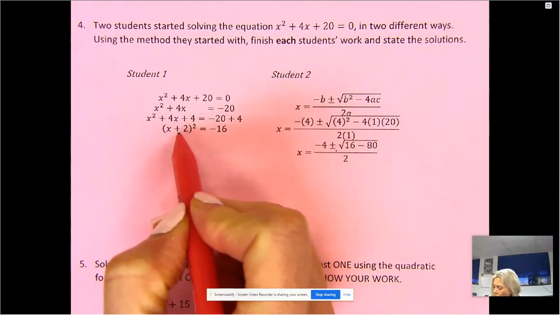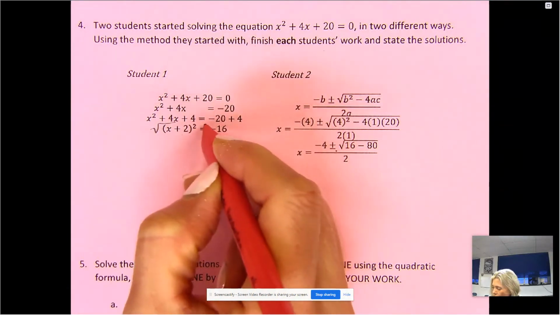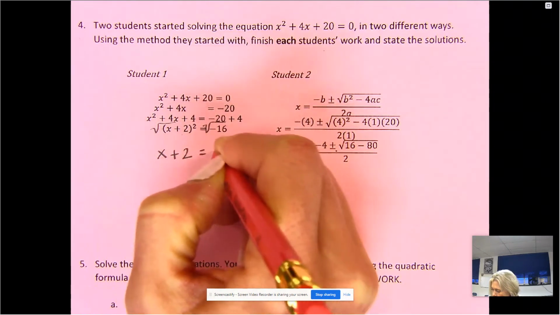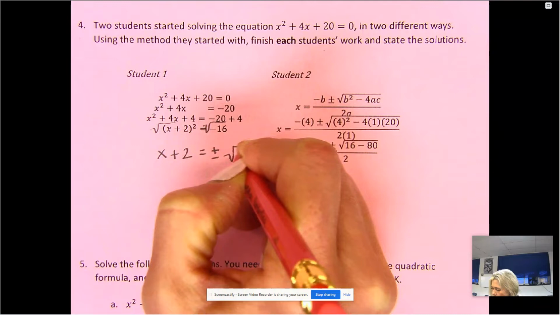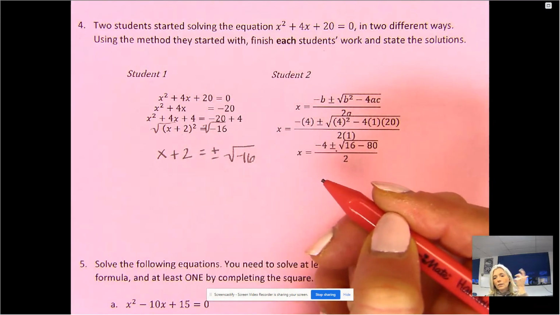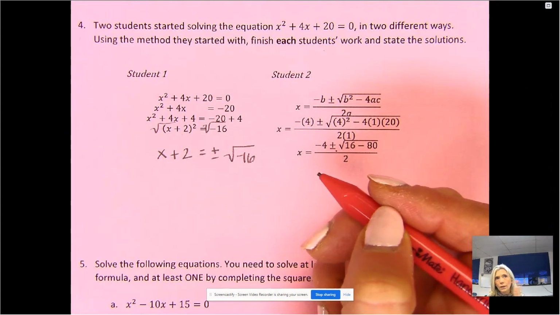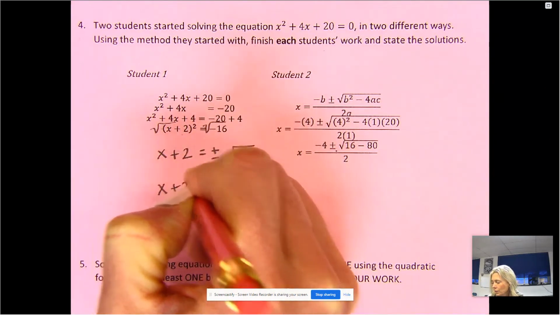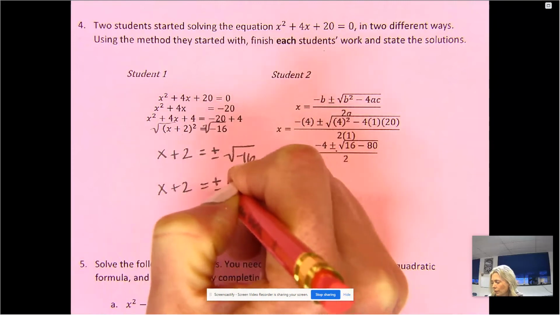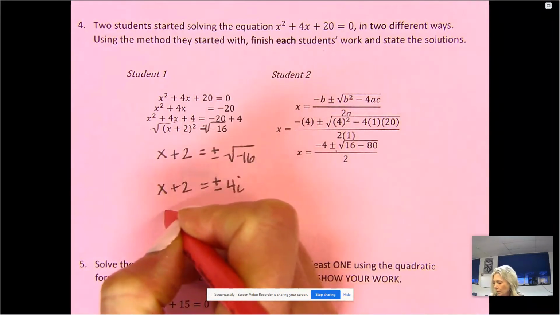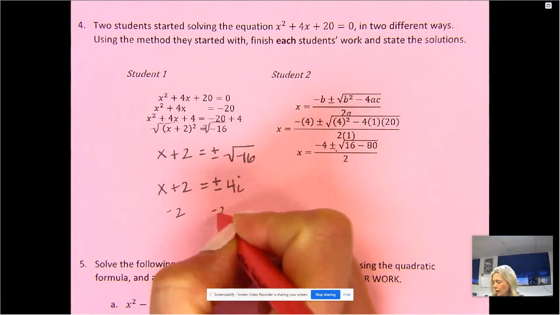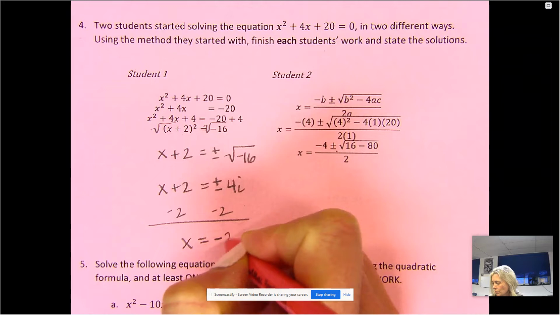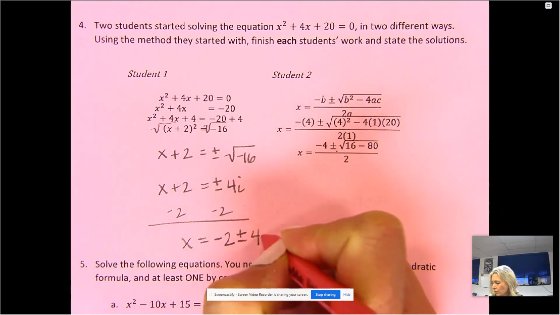Here we're going to square root both sides of the equation. So x plus 2 equals the positive or negative square root of negative 16. And again, since the square root of 16 is 4, the square root of negative 16 is 4i. So x plus 2 equals positive or negative 4i. Move the 2 over by subtracting. X equals negative 2 plus or minus 4i.